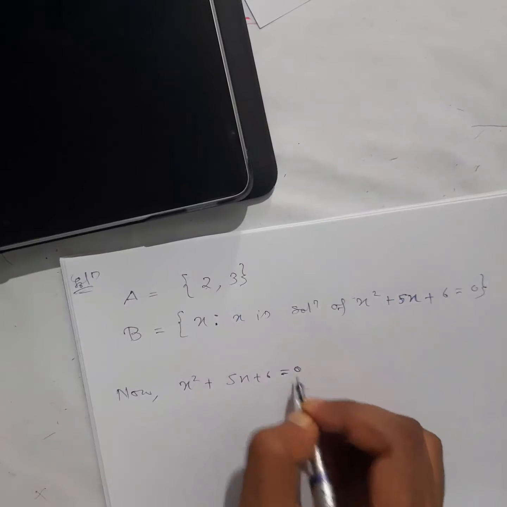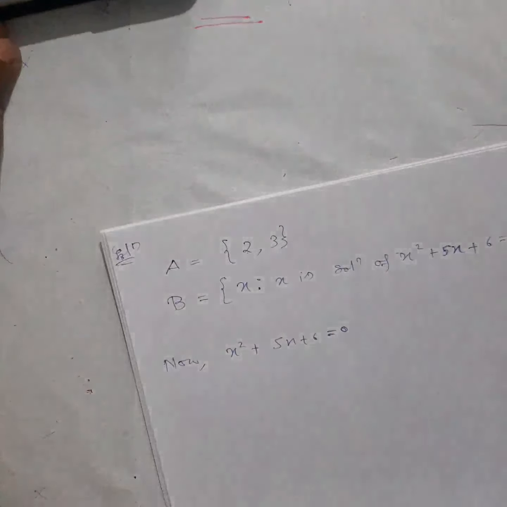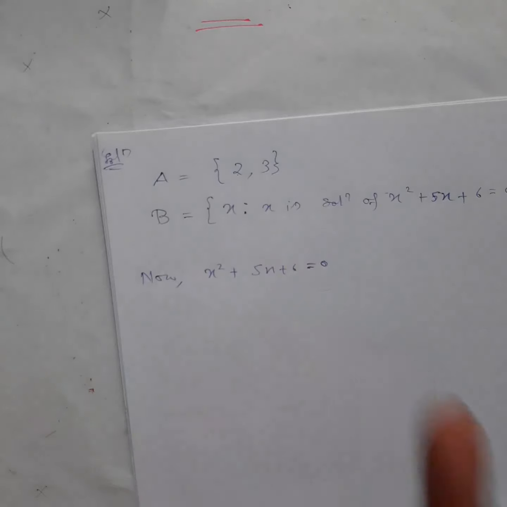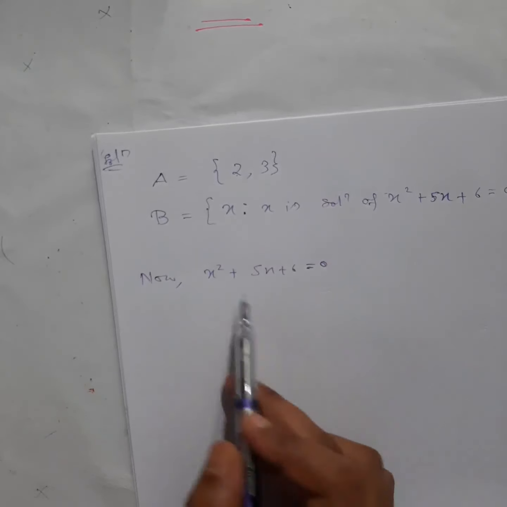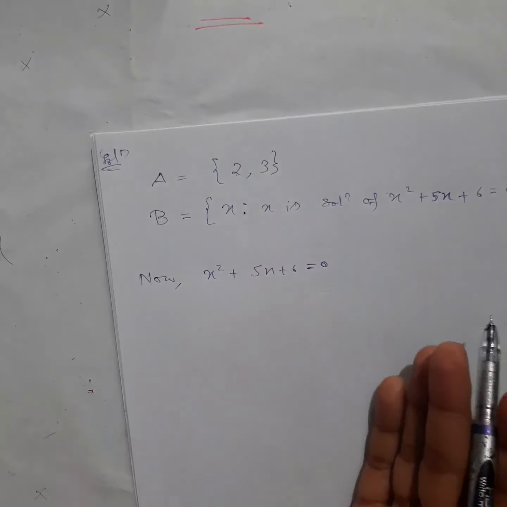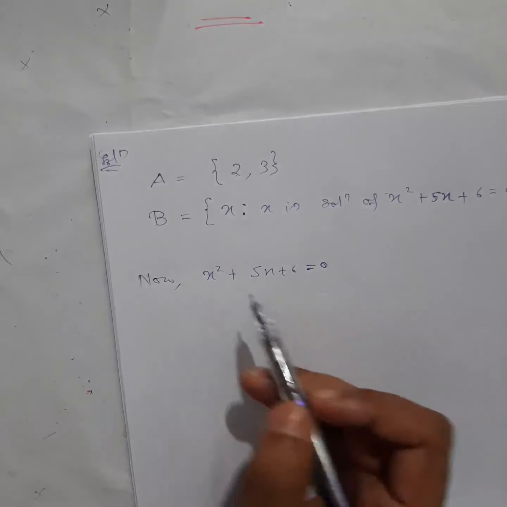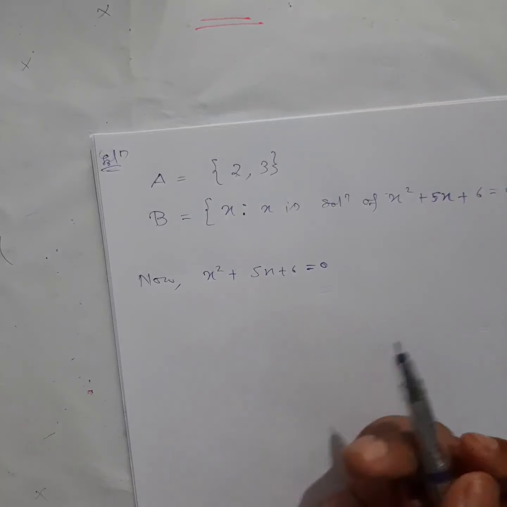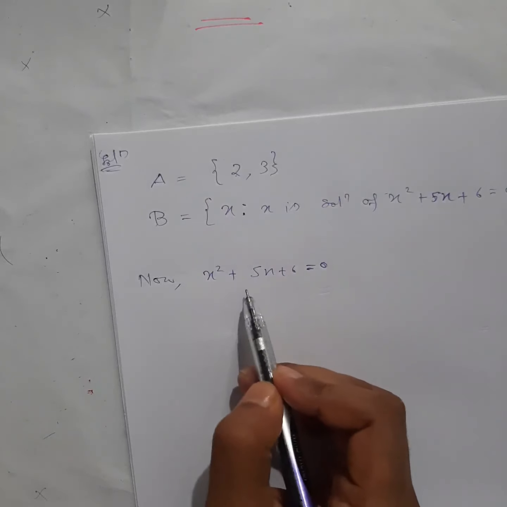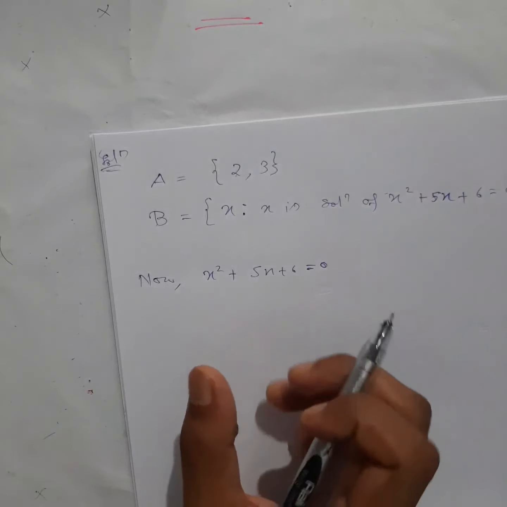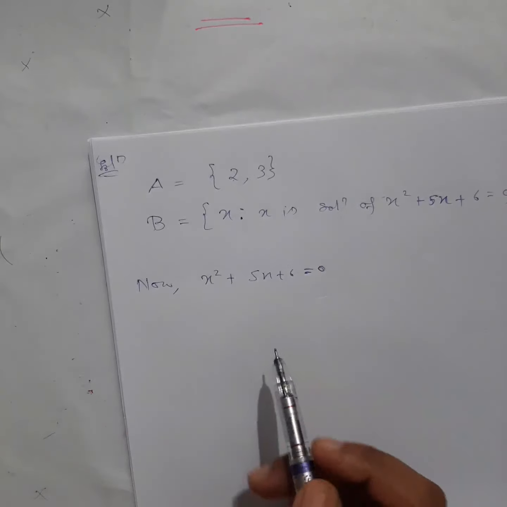You know how to solve this one? You can use splitting the middle term, or you can use the quadratic formula also. Okay, you have already studied that in class 10, right? How to solve a quadratic equation. 3 methods you have studied there, right? Completing the square you have studied, splitting the middle term you have studied, and then the last one, which was the special one, was the quadratic formula. The quadratic formula will give you the solution for any kind of quadratic equation.